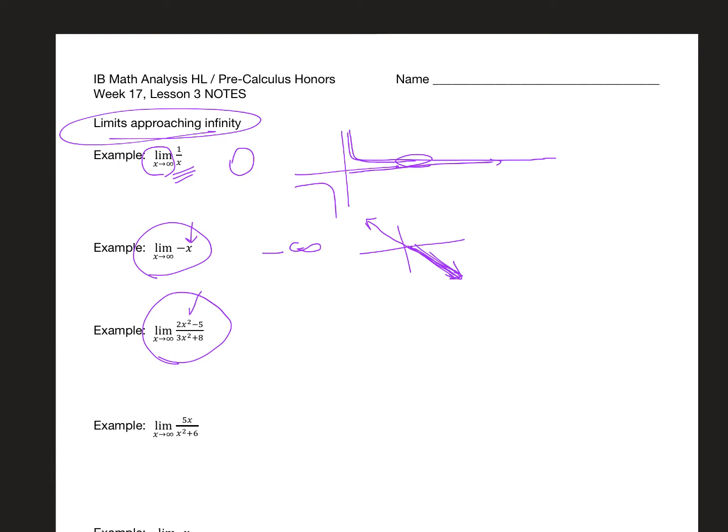Next, this graph. Maybe you don't know, but hopefully you remember, if the degree of the top is equal to the degree of the bottom, there will be a horizontal asymptote. It's going to be the leading coefficient of the top over the leading coefficient of the bottom. If you know there's a horizontal asymptote, then that is also going to be the limit. It's going to be 2/3. That is the limit of that particular function.